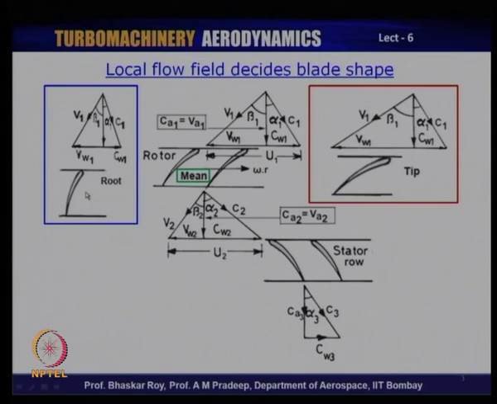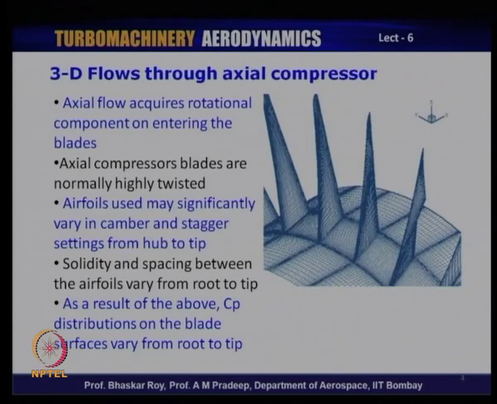And as a result, you may like to use low subsonic aerofoils here at the root, high subsonic aerofoils at the mean, and probably high subsonic or transonic supersonic aerofoils at the tip. So, that is how the camber of the blades would change significantly from the root to the tip of the blade.